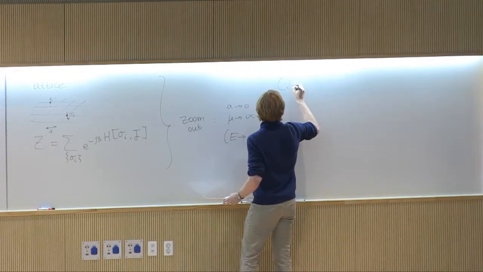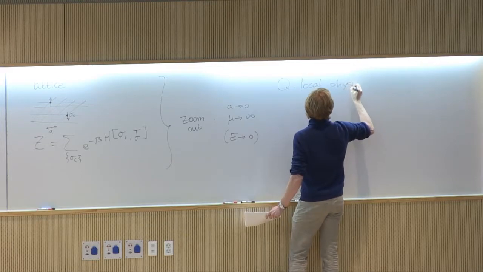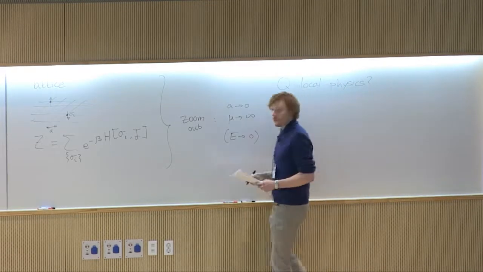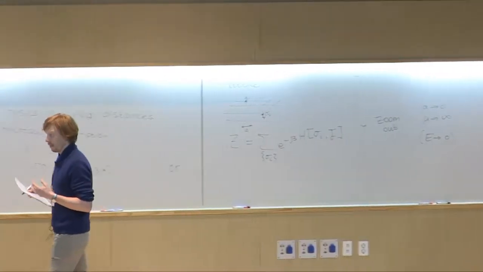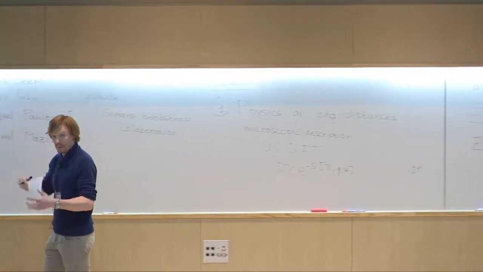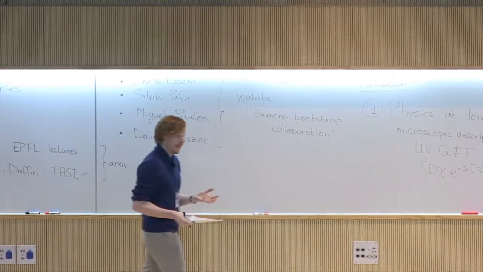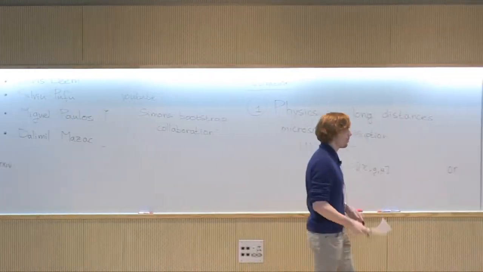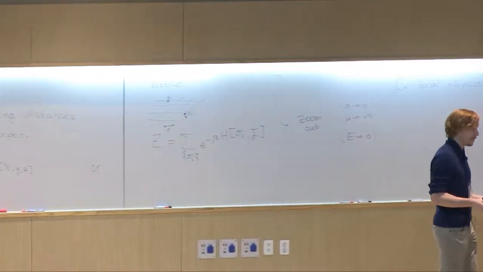And the question then is, what happens at these very longest distances? In particular, what is the local physics? It could be that you have some topological degrees of freedom that you cannot measure locally, but only globally. That's not something I'll talk about. I'll just ask, what could the local physics possibly be at the very longest of distance scales?